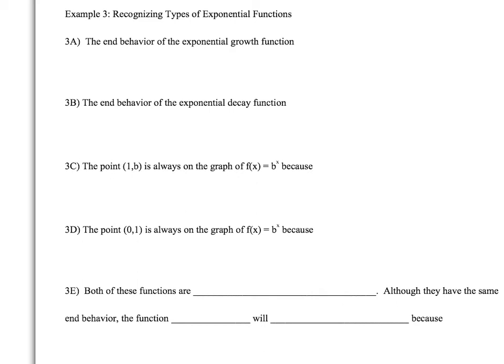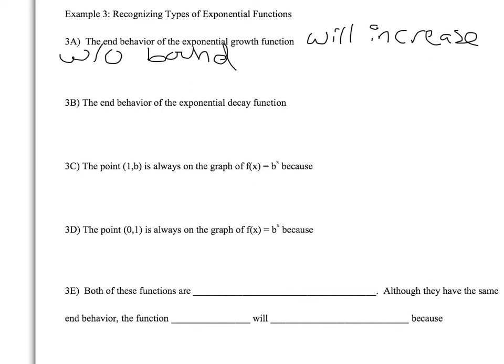3a says, describe the end behavior of an exponential growth function. Well, the end behavior of an exponential growth function, if you look at your picture, is going up forever. So it will increase without bound. Without bound means it goes on forever. The end behavior of an exponential decay, that's your picture on the right-hand side, it's not going down forever. It's getting closer and closer to 0. So the end behavior of an exponential decay function will approach 0.